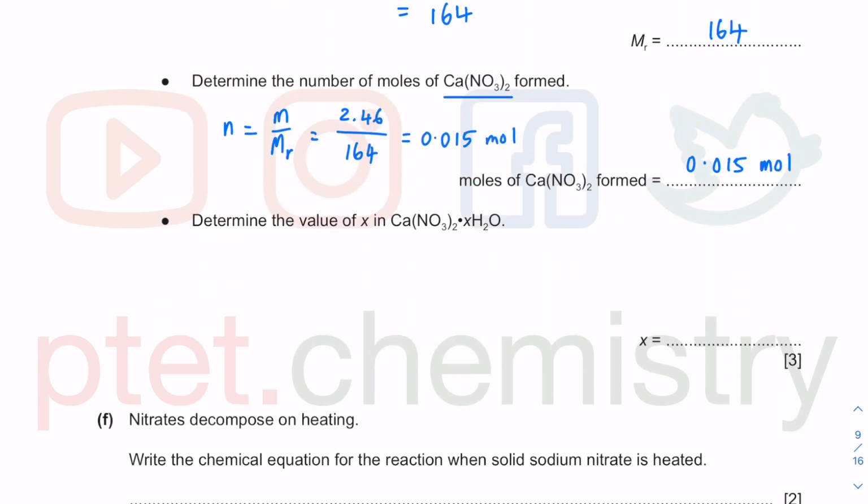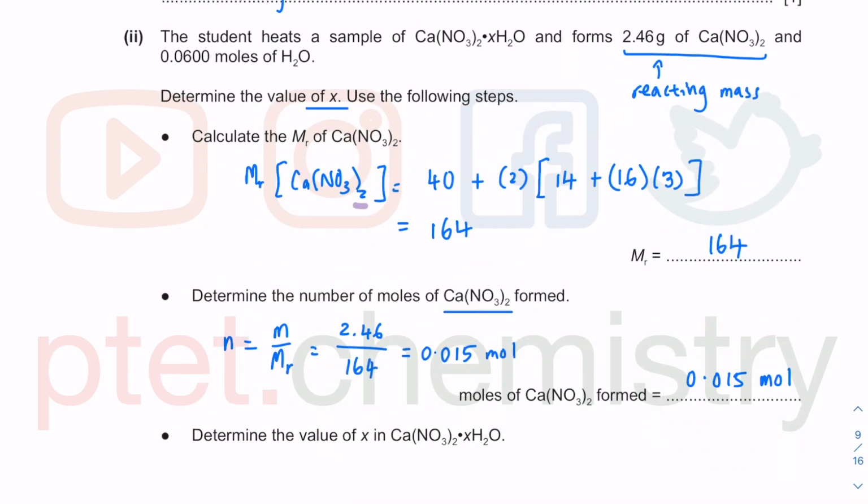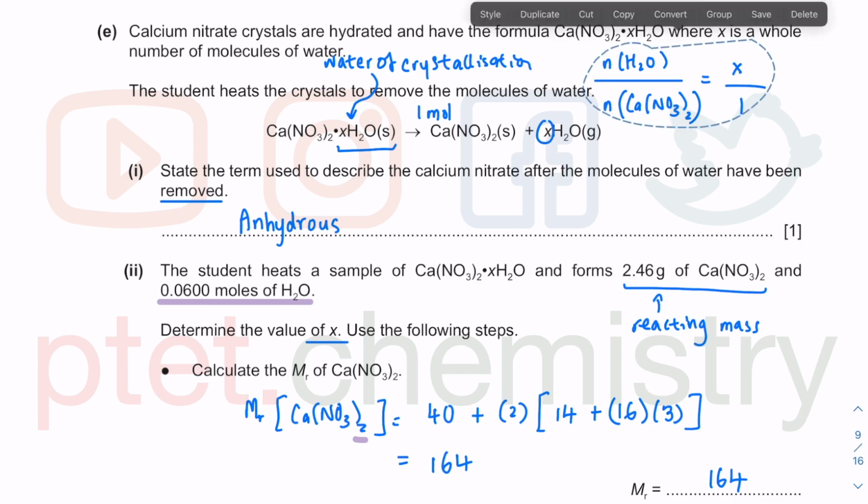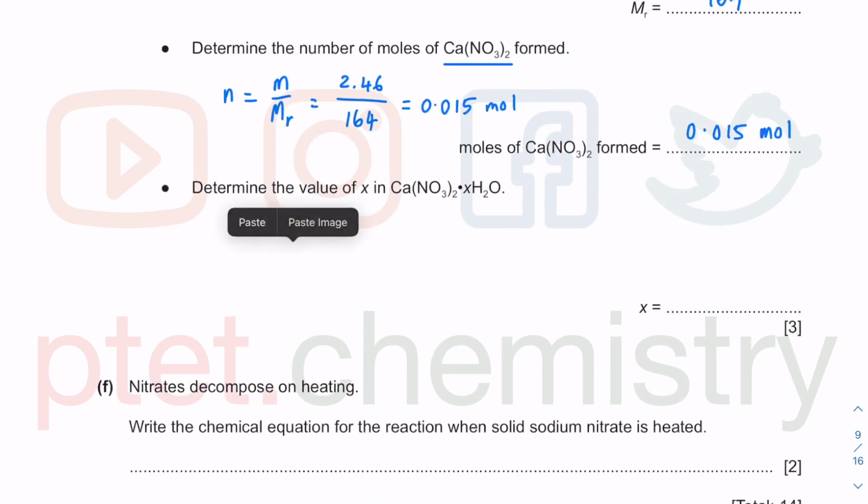So what happened with the value of x there? We think about what has happened. We have removed 0.0600 mole of H2O. We look at the balanced equation. This is the mole of H2O given out. This is 1 mole. So we can say that the mole of water is to the mole of the calcium nitrate, I'm just using ratio, to be honest. This small n represents mole. So there's x mole of H2O, and there's also 1 mole of the calcium nitrate. That's from the balanced equation.